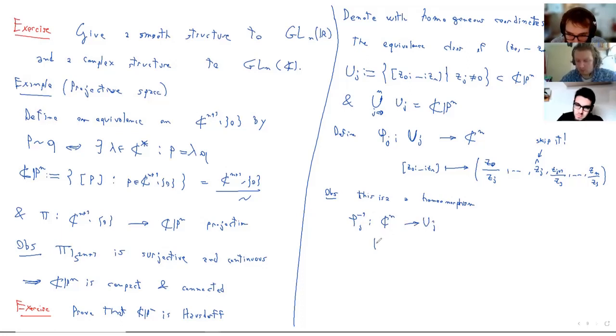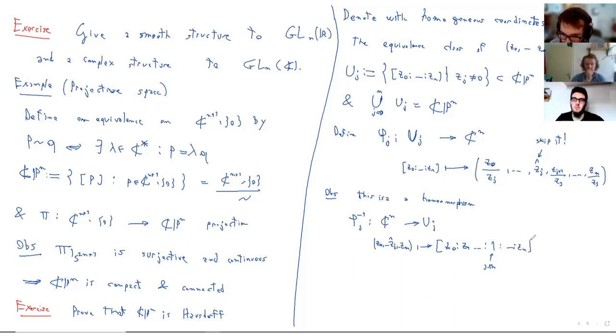Because now we take some z0, and again, we like to skip the zj, and then we go all the way to zn. So of course this is Cn, but we name the coordinates in this weird way. We go from 0 to j minus 1, and then from j plus 1 to zn, and we just send this to Z0, Z1, and now at the jth position, we just put 1. And then we go all the way to the end. Okay, and you see that this is an inverse, and they're all very nice and continuous. So this is a homeomorphism.